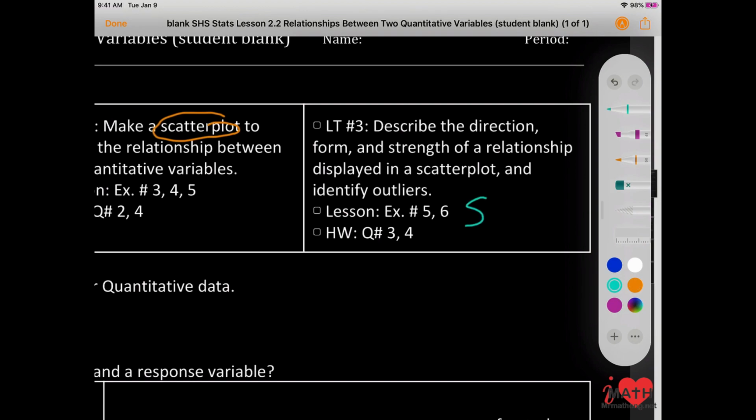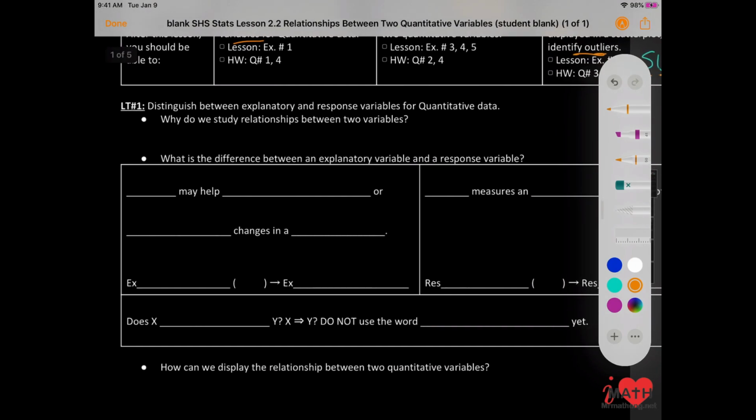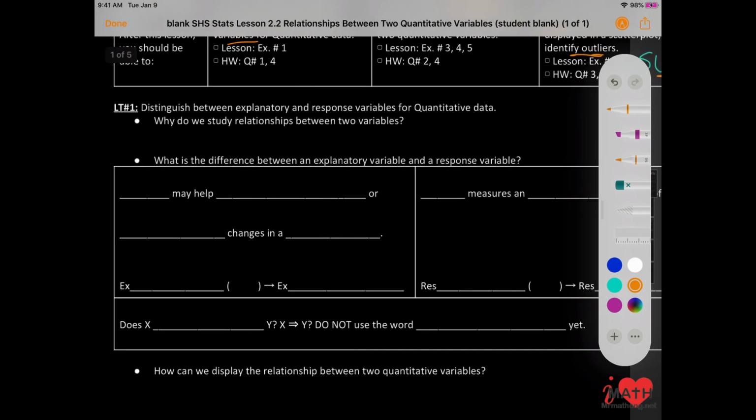I'm going to call this one SUDS, for strength, unusuals, or outliers, D for the direction, and the form is the shape. Okay? All right. Learning target number 1, EVs and RVs, right?